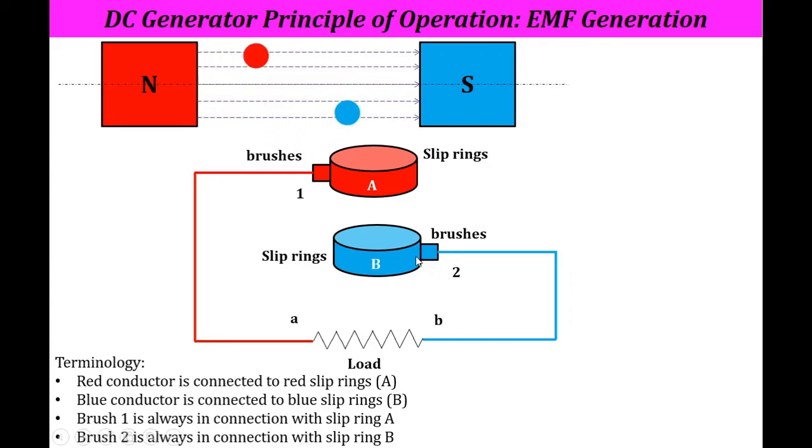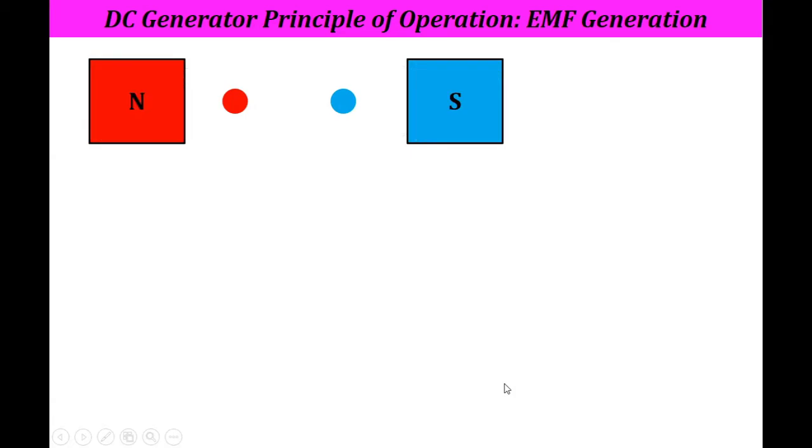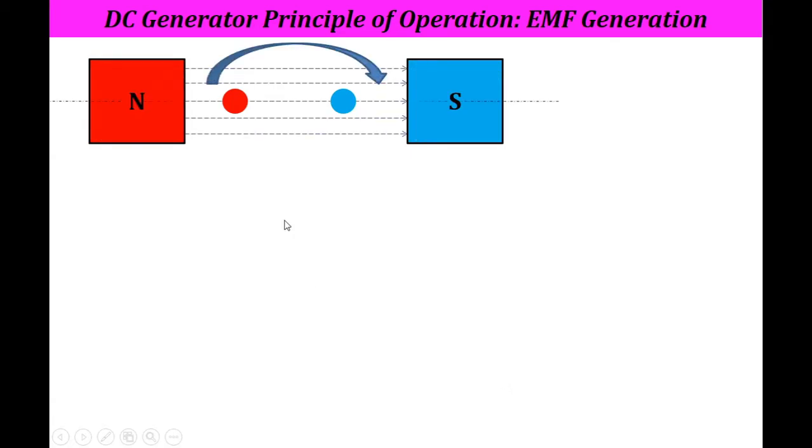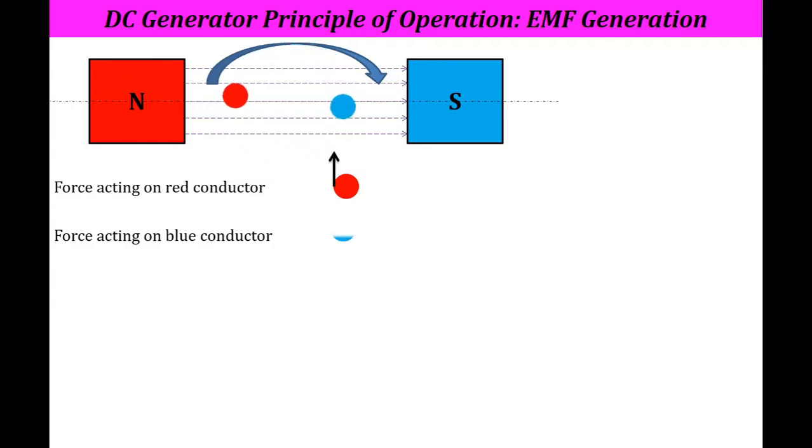Now let's see here, again we will observe that the rotation of the conductor is in a clockwise direction. Now what is the force which will act on the red conductor? Suppose this is a red conductor. So the force which will act on the red conductor is in an upward direction. Similarly, the force which will act on the blue conductor will be in a downward direction.